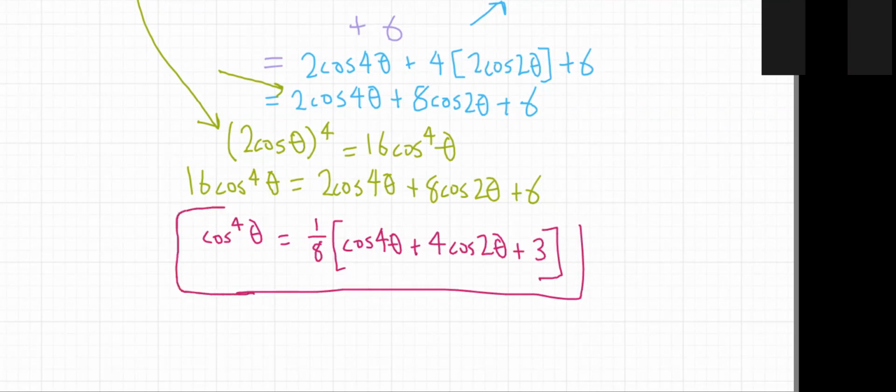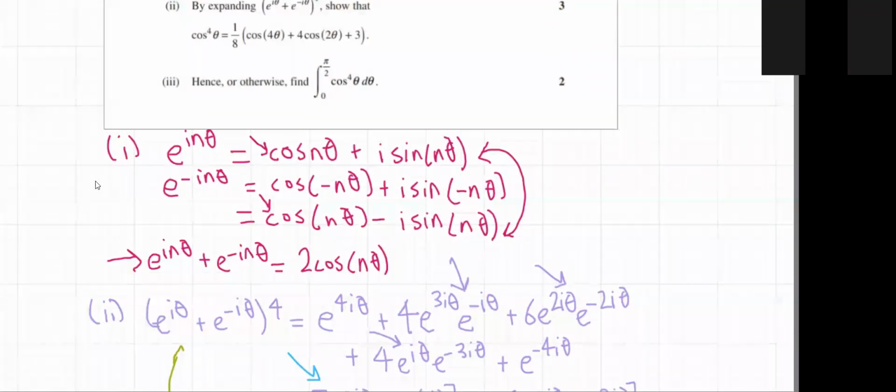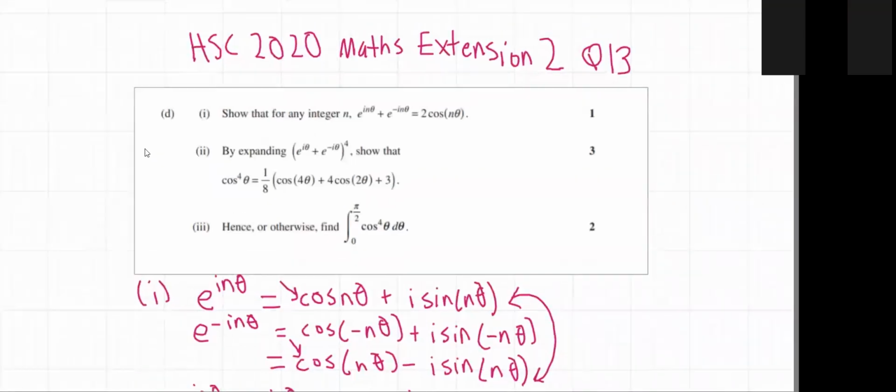So we have this equation, and this equation is the same as the one that we were given to prove in part 2. So part 2 is complete. The final part is to use the second part to calculate the integral of cosine to the power of 4 theta d theta from 0 to pi over 2.